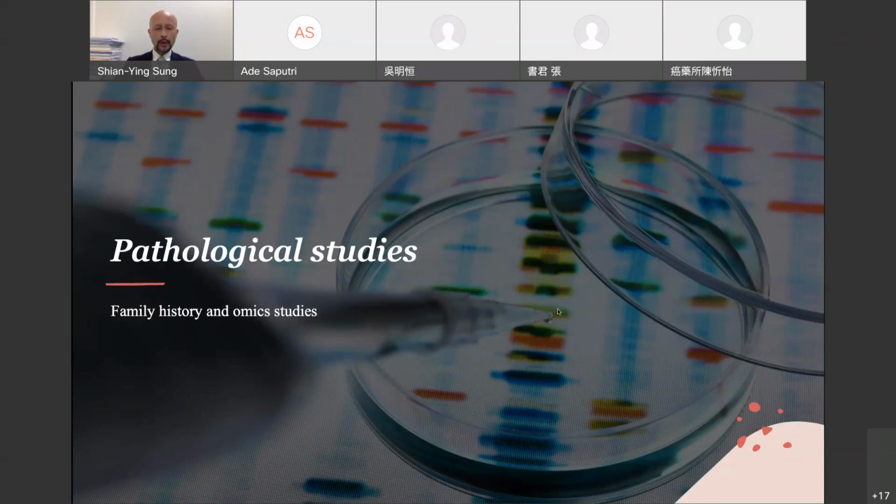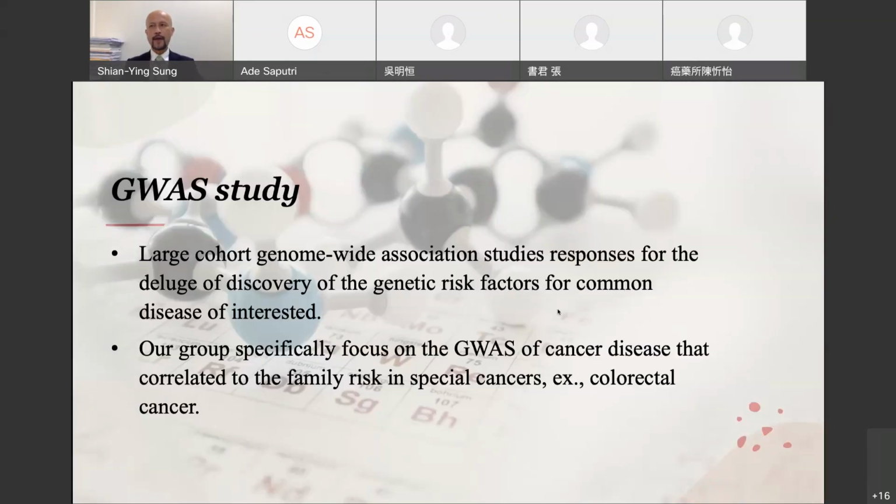Of course, when we talk about human disease, we have to mention pathological study, especially family history and omics studies. With some cancers, you will find that certain families have a tendency to develop certain cancers. This represents a family history that may involve certain genes that are different from other genes or other populations. So the family study would be very important.